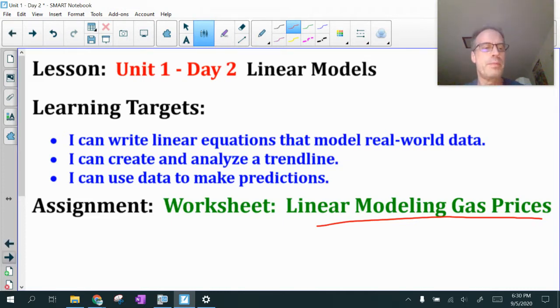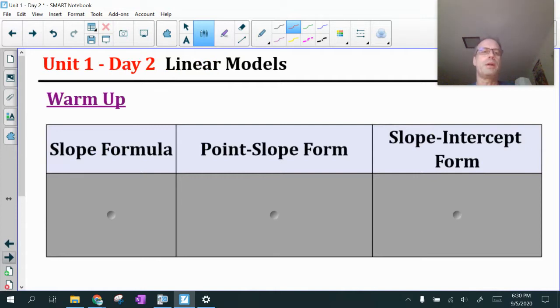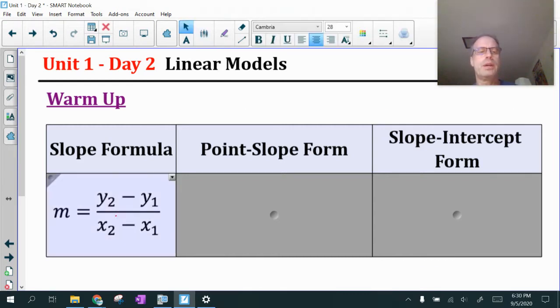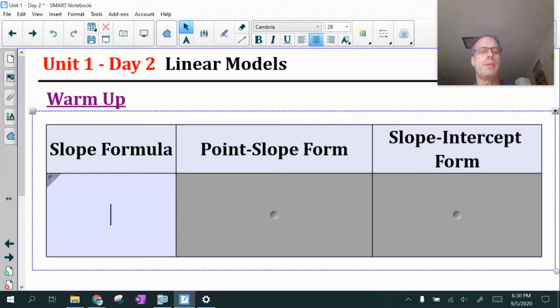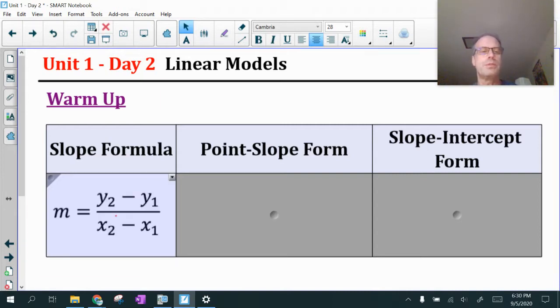So let's get rolling. First off, I need to brush up on a couple of topics that I'm hoping people are remembering from last year. First off, what is the slope formula? Well, remember, it's going to be y2 minus y1 over x2 minus x1.